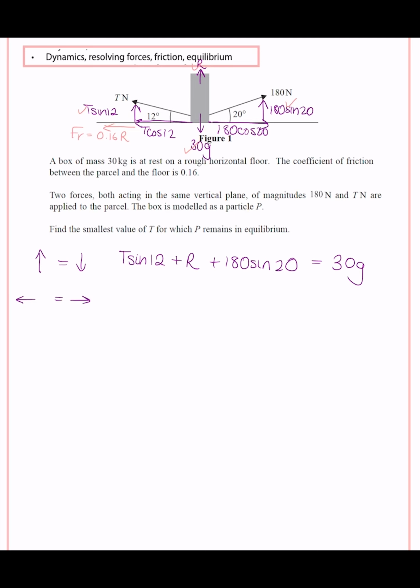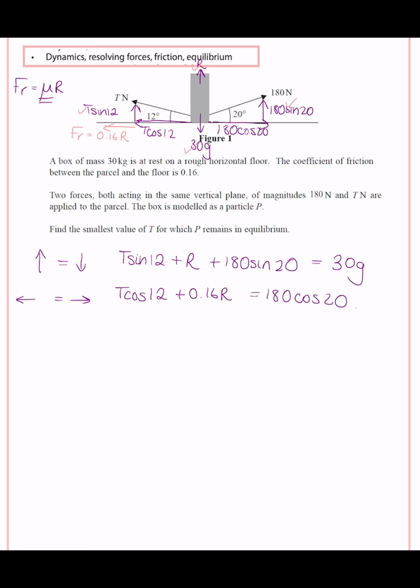So we're going to have T cos 12 plus 0.16 R. I've written friction straight away as mu R. So remember, friction is mu R, mu being your coefficient of friction. And that equals 180 cos 20. Okay, so we've got two equations, two unknowns.